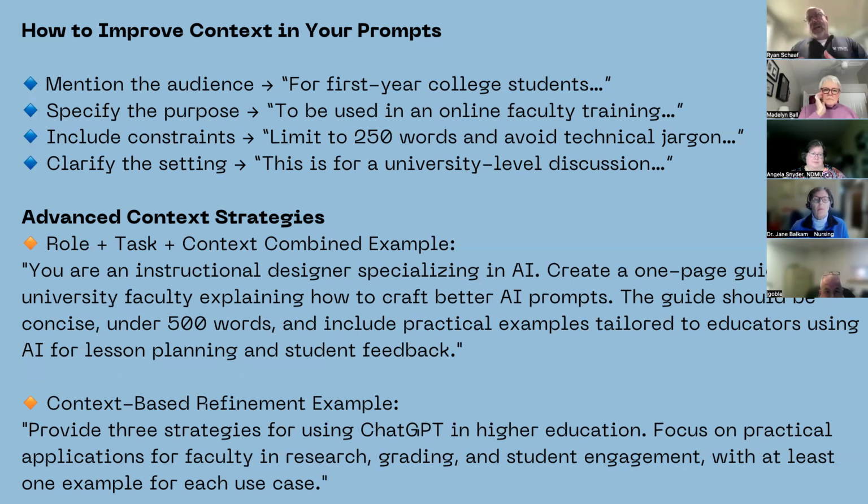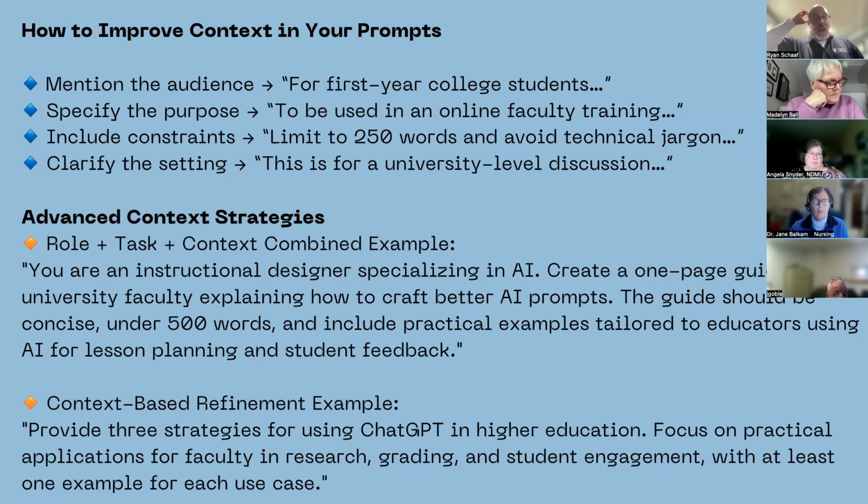So again, for some advanced context strategies, think about role plus task plus context combined. Here's a prompt that starts to take into account advanced contextual strategies. You are an instructional designer specializing in AI. Create a one-page guide for university faculty explaining how to craft better AI prompts. The guide should be concise, under 500 words, and include practical examples tailored to educators using AI for lesson planning and student feedback. I used a similar prompt, not on student feedback or lesson planning, to generate the handout I created for you.